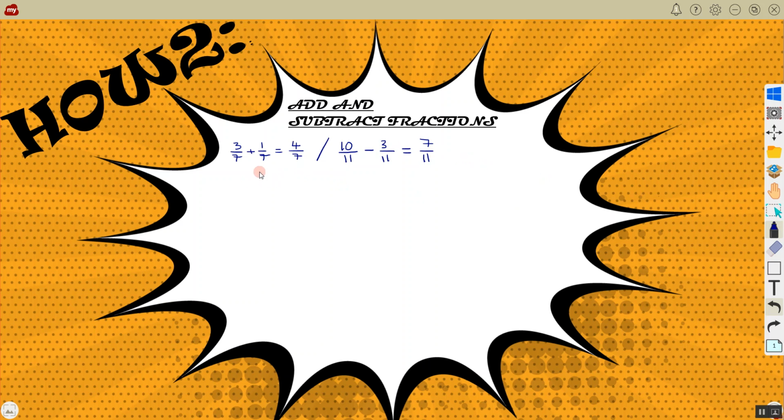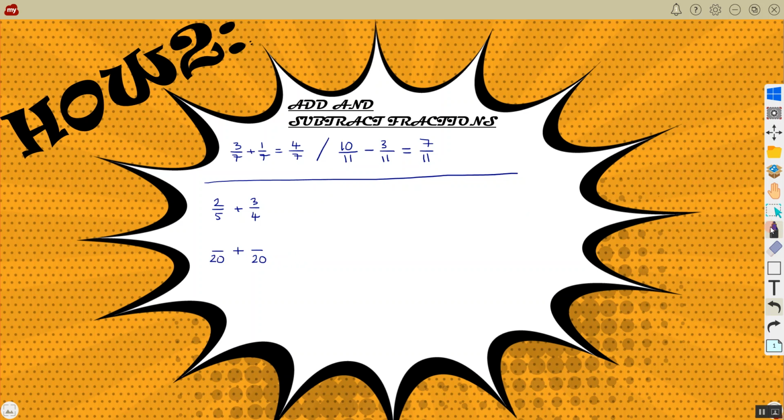Now, where it may get a little bit more complicated is what about if the bottom numbers are different? So let's say I've got 2/5 plus 3/4. Now the easiest way to work out what the common denominator should be is to take your two bottom numbers and multiply them together. So 5 4s are 20. Both 5 and 4 go into 20.